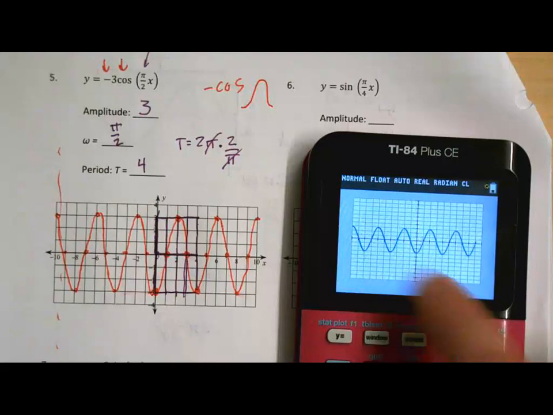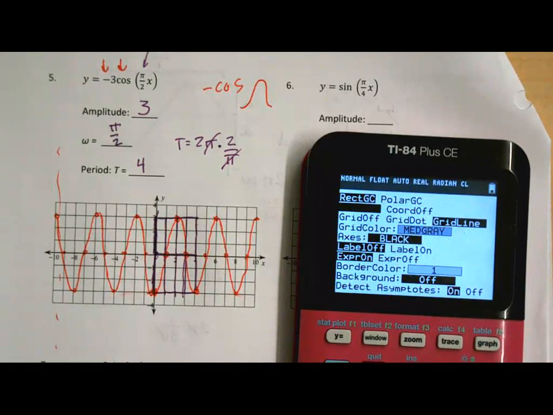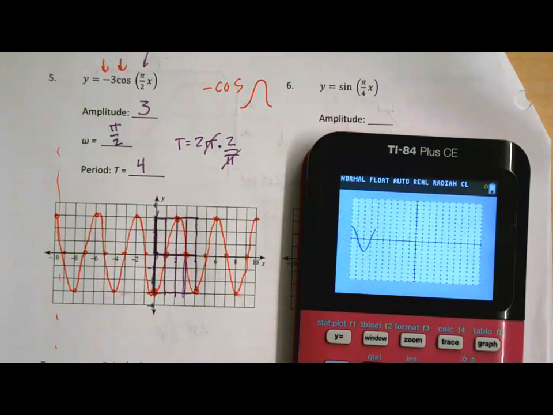Grid dot, instead of having grids, it's just going to have dots where those grid intersections would be. So grid dot's going to look more like this. You can decide whether that's useful for you or not. For some people, it helps match up.